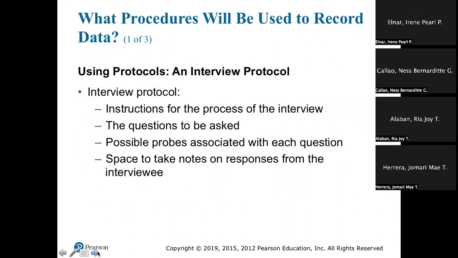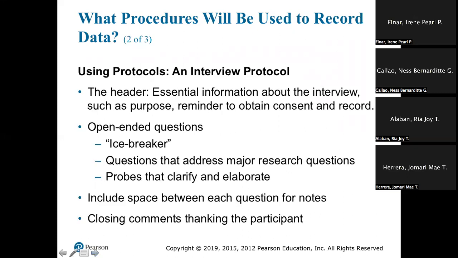Next, the use of protocols. We have the interview protocol. Nes Caliao. Yes, sir. So what is an interview protocol? It is an instruction for the process of the interview. Also, it contains the questions to be asked, possible probes associated with each question, and space to take notes on responses from the interviewee. That's it, sir. Thank you.